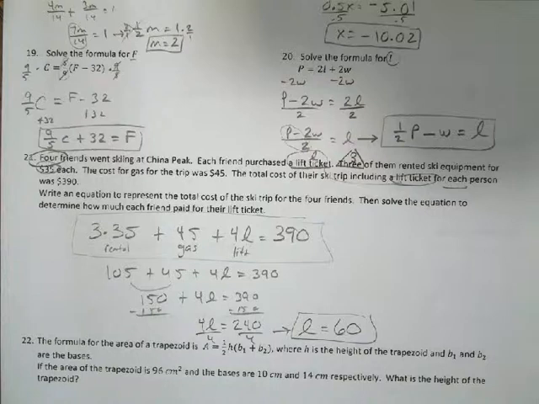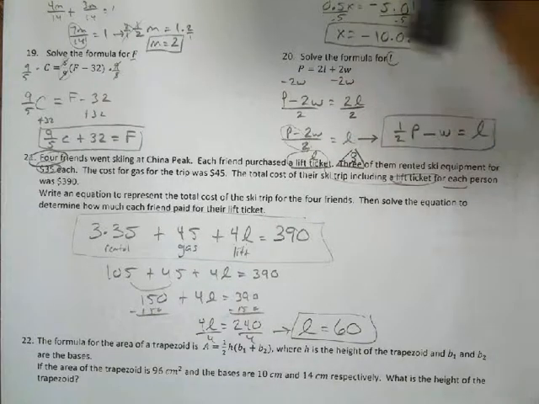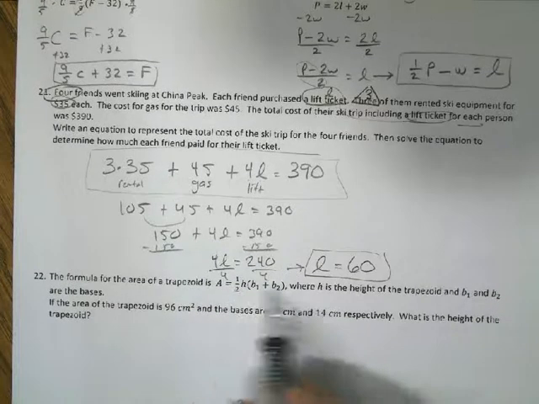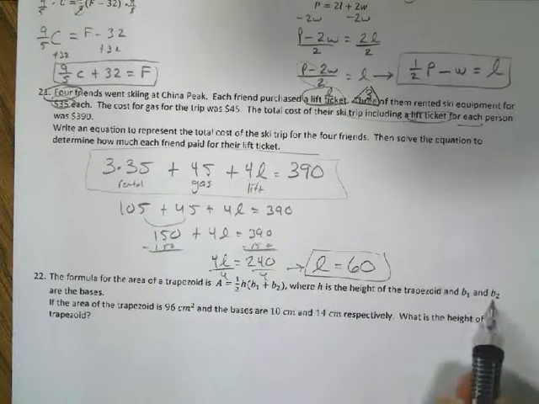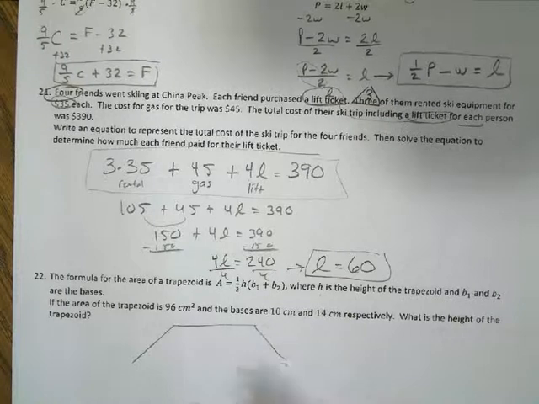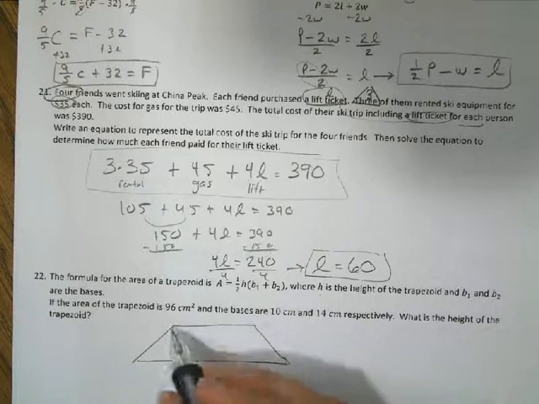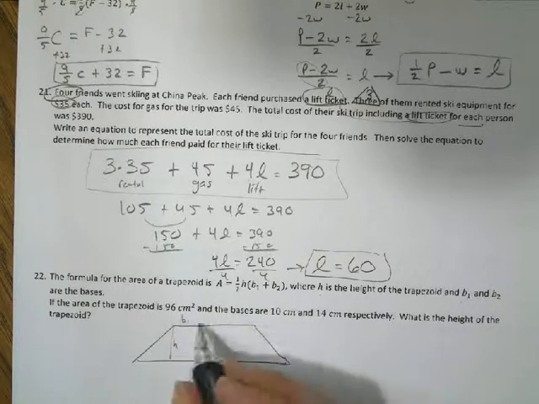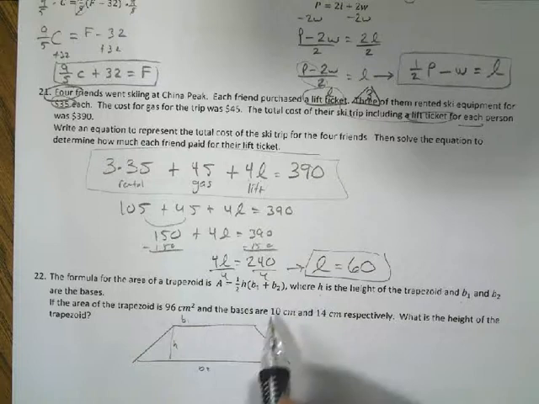Okay, you have one additional one here, number 22. And it says the formula for a trapezoid is represented by this equation, where h is the height and b1 and b2 are the bases. Remember, a trapezoid looks like this, right? So we have this thing here. Alright, and you're going to have a height of some sort, h, and we're going to have a base 1 for this part and a base 2.